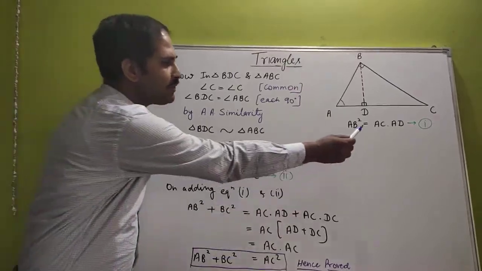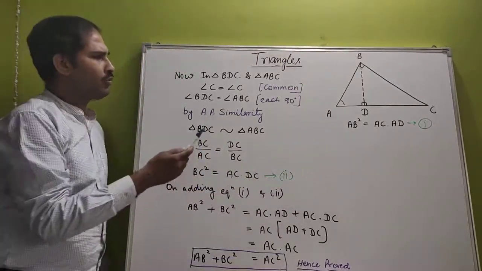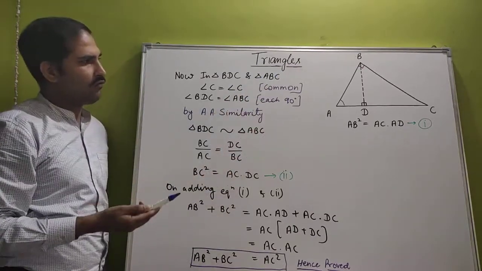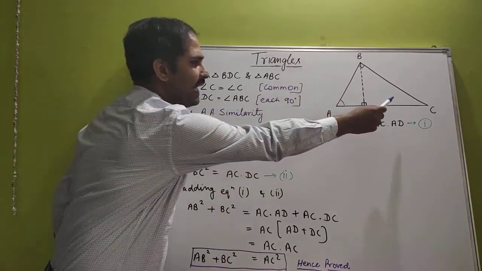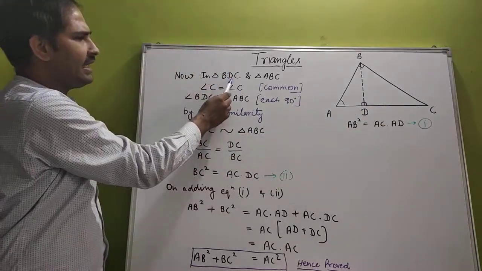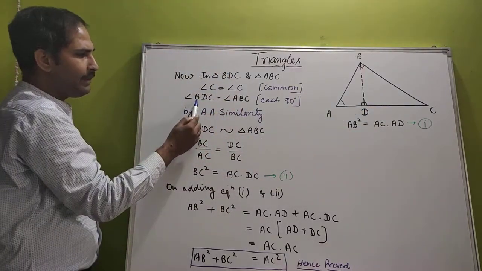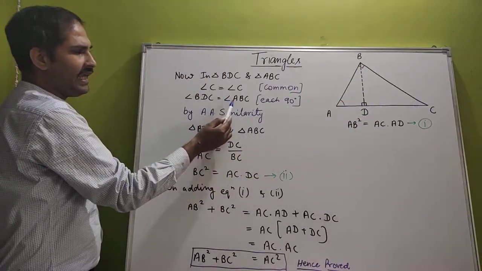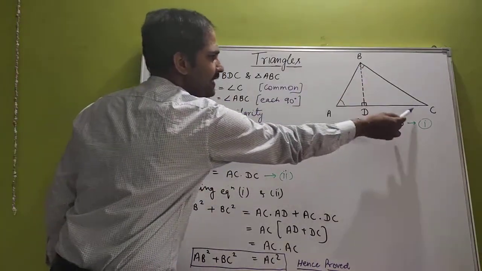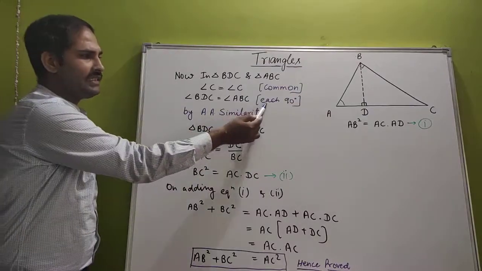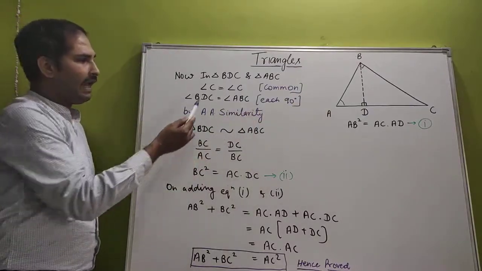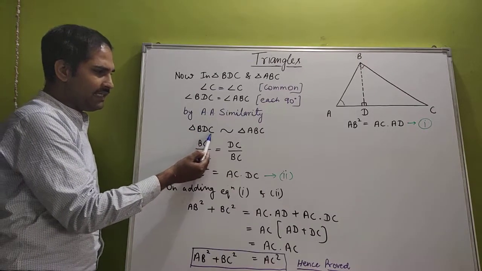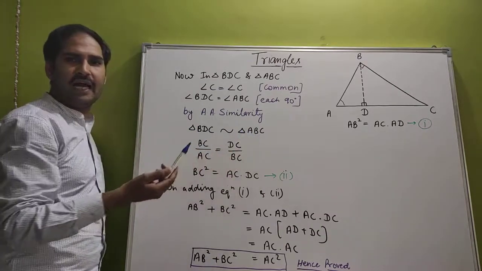Now, after equation number 1, let us try to prove triangle BDC and triangle ABC similar, for which we can see here this angle C is common in both the triangles, and also angle BDC and angle ABC, both these are each 90 degrees. So by AA similarity, we can say that both the triangles BDC and ABC are similar.